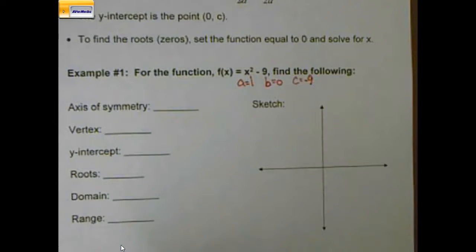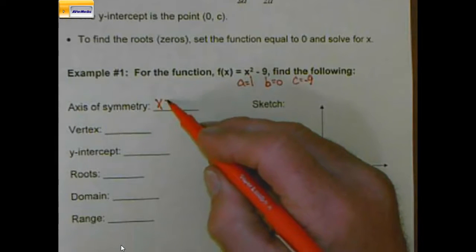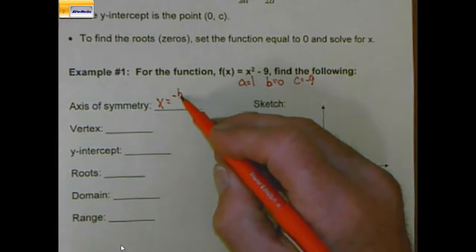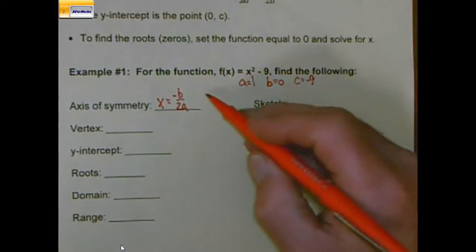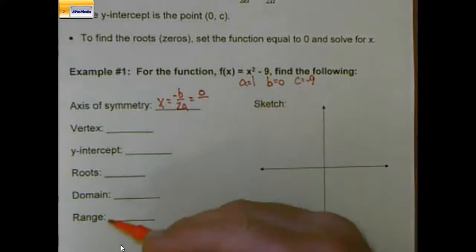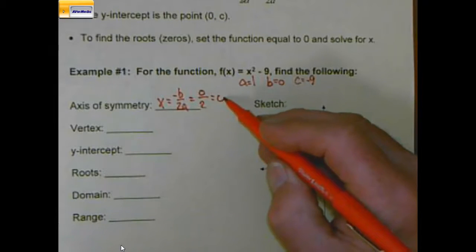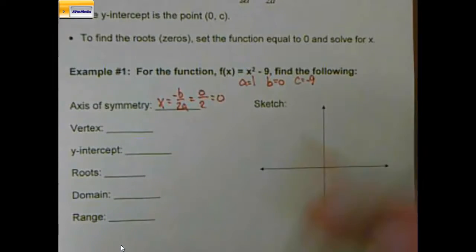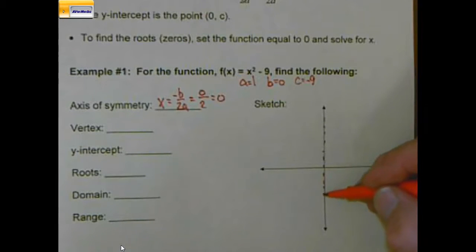Now that we know what a, b, and c are, we can go ahead and plug them into the equation for the axis of symmetry. And that is x is equal to negative b divided by 2a. Take our information. Negative b, well, that's 0. So we have 0 over 2a, which is 2, and that's equal to 0. All that tells us is that our axis of symmetry is the y-axis.